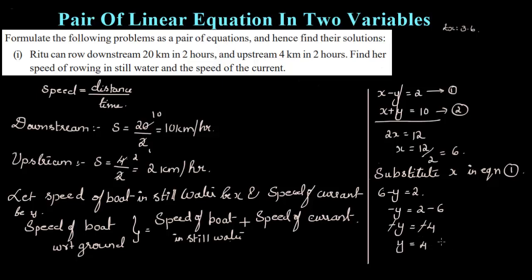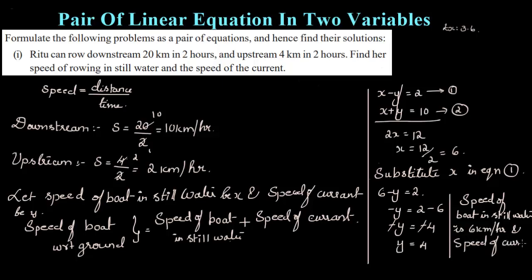So what is the speed of current you got? Let us just write the conclusion here. Speed of boat in still water is 6 km per hour, and speed of current is 4 km per hour.